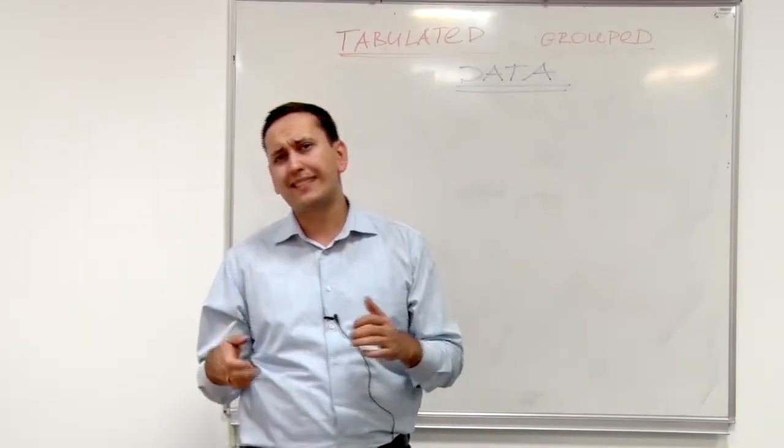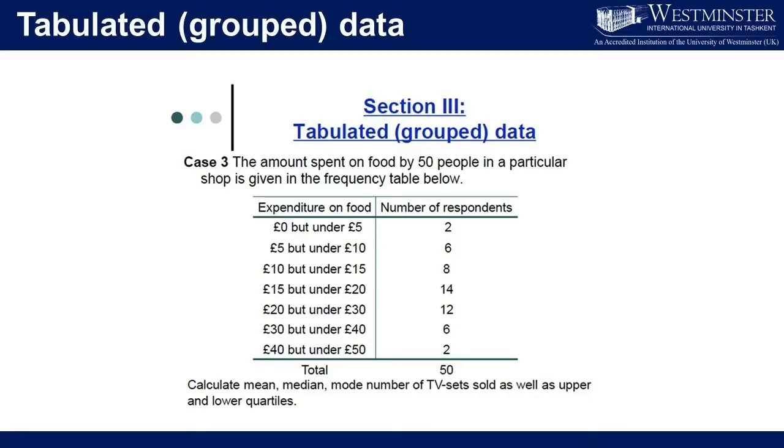Now, we'll talk about the tabulated grouped data. In this slide, you can see expenditure on food, and it's grouped. The first group ranges from 0 until 5. The next group ranges from 5 to 10, 10 to 15, 15 to 20, 20 to 30, 30 to 40, and 40 to 50. And on the second column, you can see the number of respondents. It shows the amount spent on food by 50 people in a particular shop as it was surveyed.